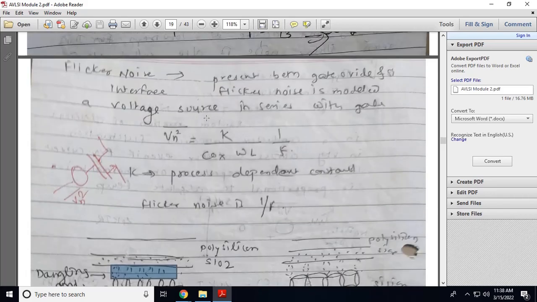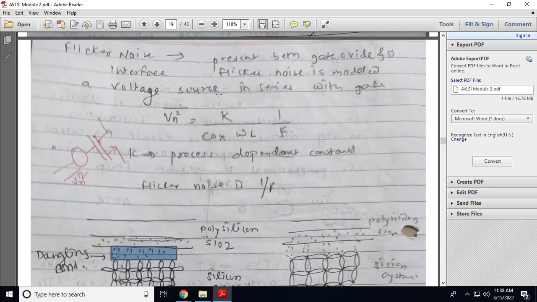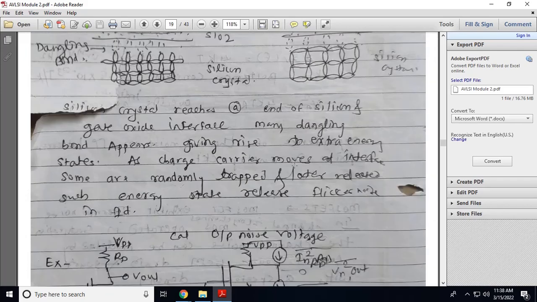Flicker noise is modeled by a voltage source in series with the gate. The voltage noise equation is Vn square equal to K divided by Cox W L, times 1 upon f. K is a process dependent constant and flicker noise is 1 upon f. This phenomenon occurs at low frequency, so it is a low frequency noise.